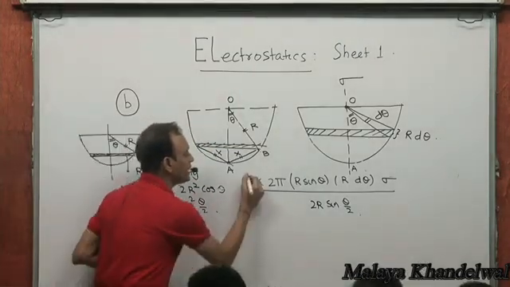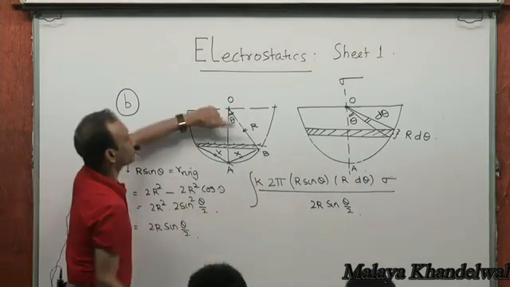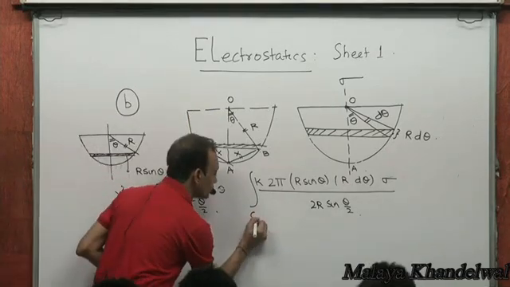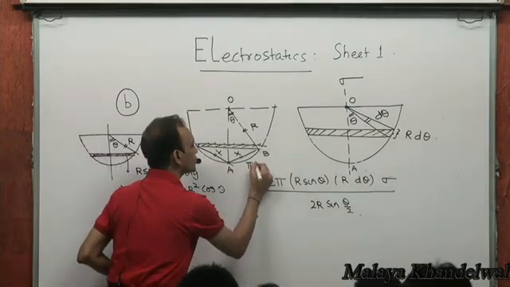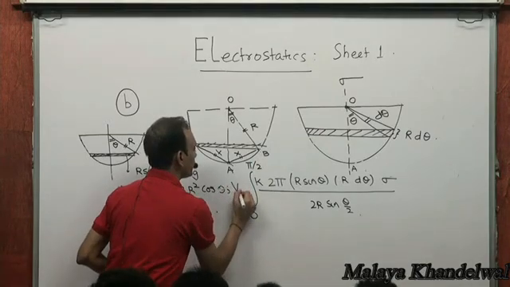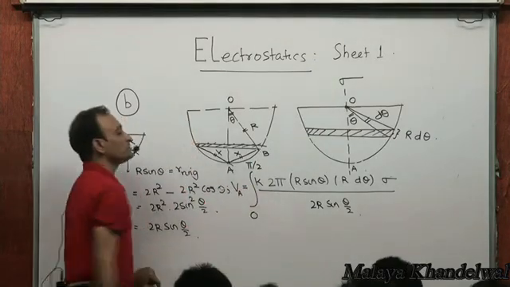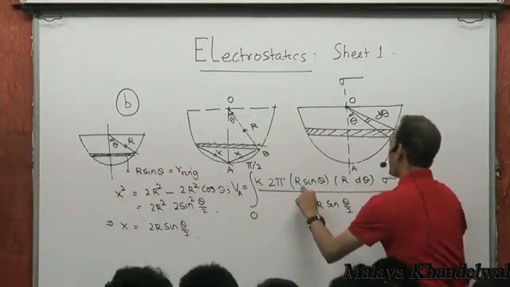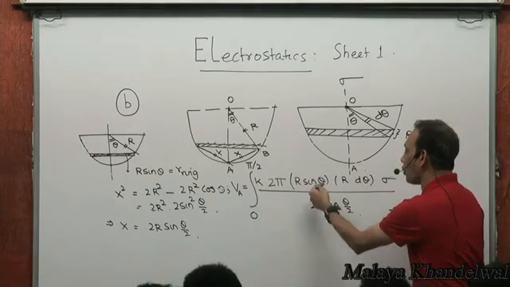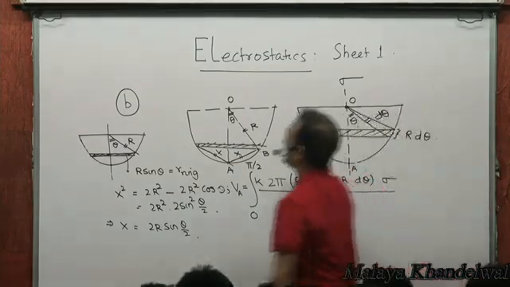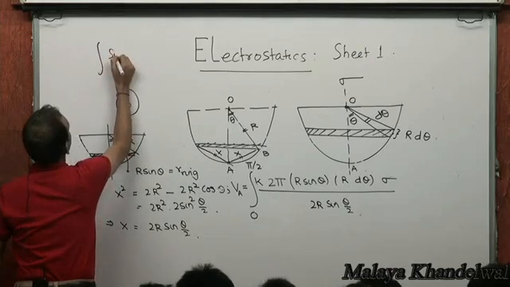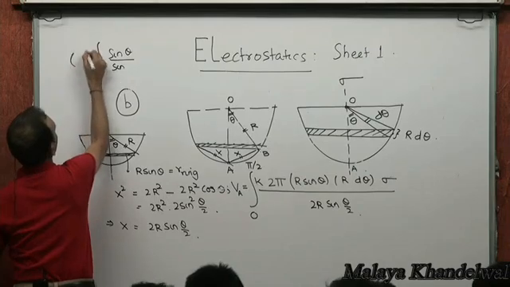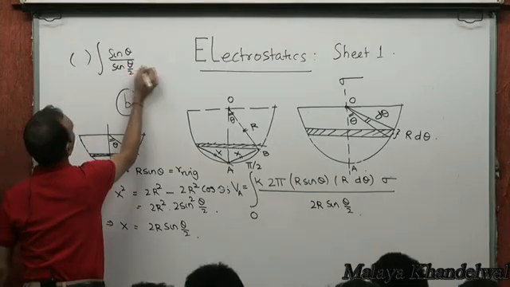The total potential at A would be the sum of all of this, where theta runs from 0 to pi by 2. That gives me the potential at A. Now, K is 1 by 4 pi epsilon naught. R, sigma, everything will come out. All that you would have to integrate is sine theta divided by sine theta by 2, because the rest would all be a constant which would come out of the integral sign. Yes or no?